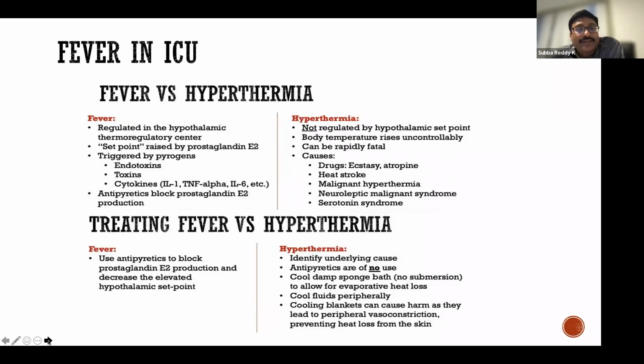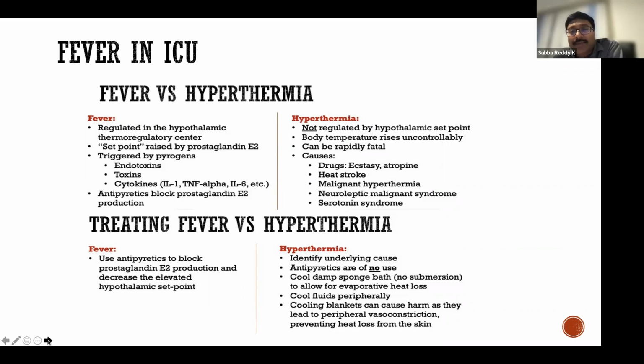So, fever versus hyperthermia. Fever is always regulated in the hypothalamic thermoregulatory center. The set point rises with prostaglandin E2, and this is mainly because of pyrogens like endotoxins, toxins, and cytokines: IL-1, tumor necrosis factor alpha, IL-6. All these cytokines lead to a rise in prostaglandin E2. So antipyretics like paracetamol block prostaglandin E2 production.